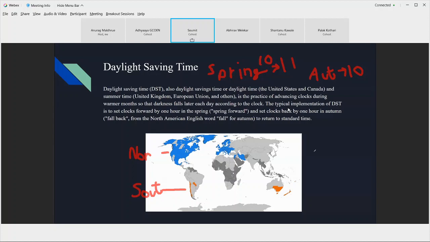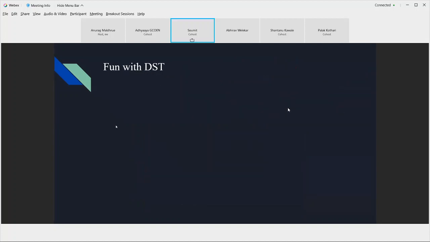India followed DST when there was the British rule in India, of course. And after that, there was an instance, if I am not wrong, during the war, when we implemented DST across the country. We'll move to the next slide.